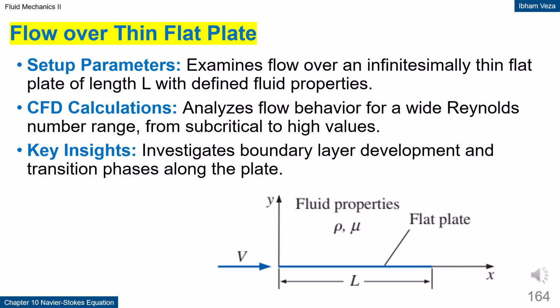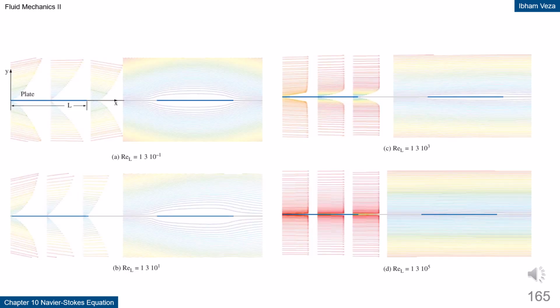Flow over thin, flat plate. The flow over a thin, flat plate is used as a fundamental model to study boundary layer development. The simple geometry allows the focus to be placed on viscous effects and the Reynolds number. The analysis is performed for a wide range of flow conditions, from low to high Reynolds numbers. From this case, the growth of the boundary layer along the flow direction can be observed. This model becomes a primary reference in many engineering applications.